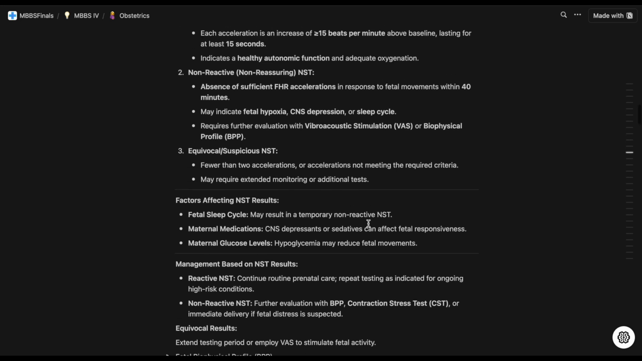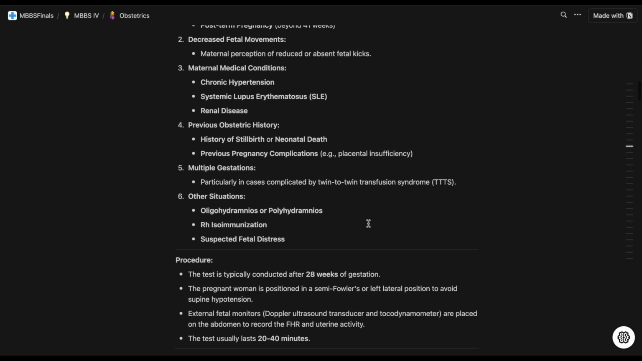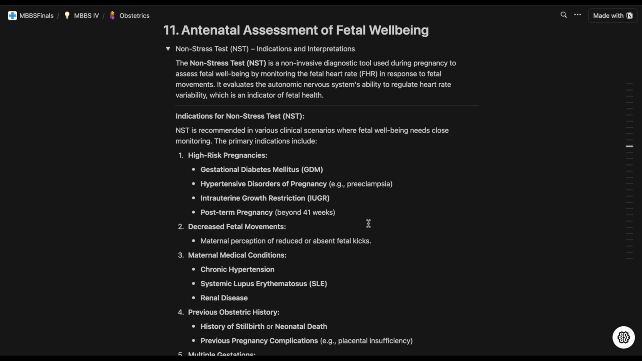Final thoughts. The non-stress test is a simple yet powerful tool for checking on fetal well-being. It's quick, painless, and gives us valuable insight into how well a baby is doing. And remember, just because an NST is non-reactive doesn't always mean something is wrong. Context is key, and follow-up tests help us make the best clinical decisions.